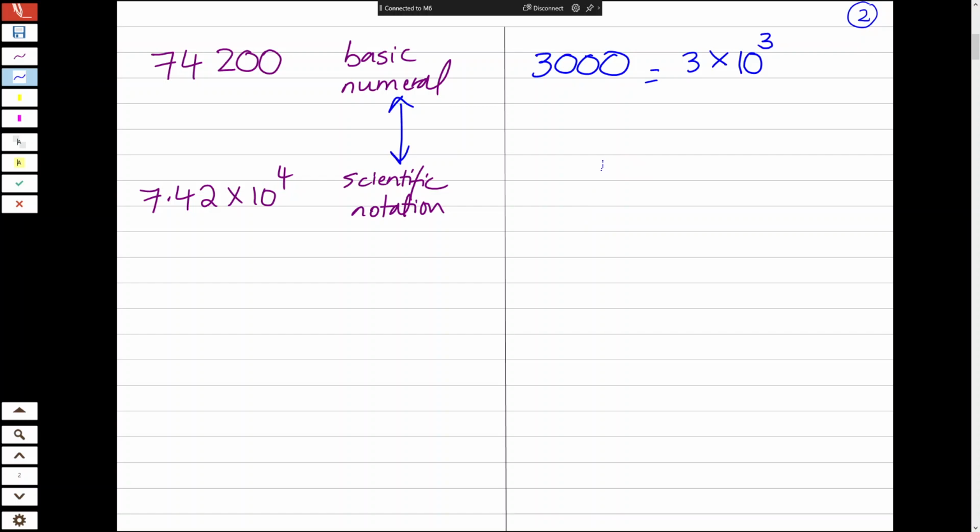So let's start by reminding ourselves what these numbers mean, okay? If I raise a number to a power of 1, what? Yeah, what's 10 to the 1? 10, great.